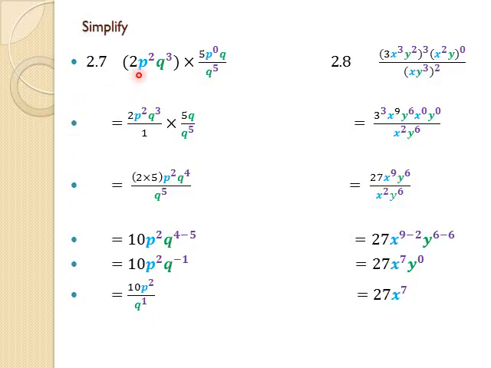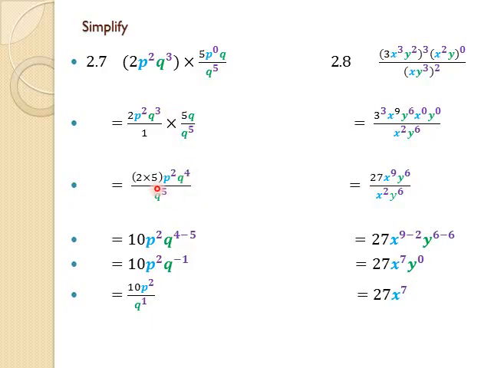2.7. Now I have 2p squared q cubed times 5p to the power 0 q over q to the 5. So that simply stays 2p squared q cubed. And I've written it over 1 as a fraction. P to the power 0 is 1. Anything to the power 0 is 1. And 1 times 5 stays 5. I'm left with q and q to the 5. So I multiply top. 2 times 5 gives me 2 times 5, p squared, and there q to the 3 plus 1 would give me q to the 4.